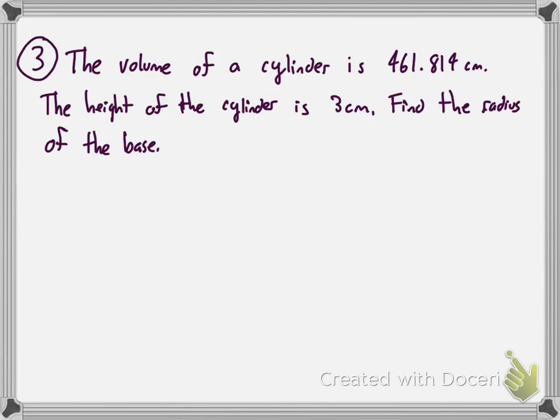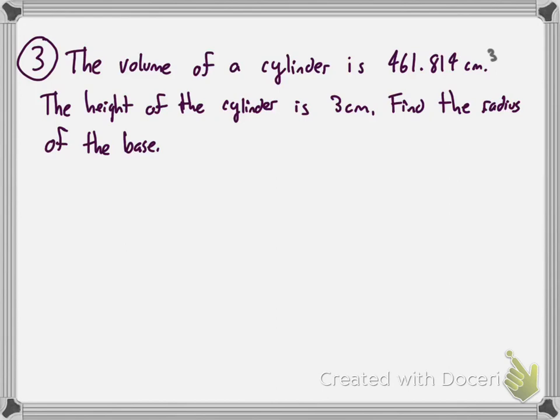The last problem we're going to look at in this video, a lot of us seem to get kind of confused when you weren't given pi, so the number looked a little bit uglier. So here's an example showing that. The volume of a cylinder is 461.814 centimeters cubed. The height of the cylinder is 3 centimeters. Find the radius of the base.